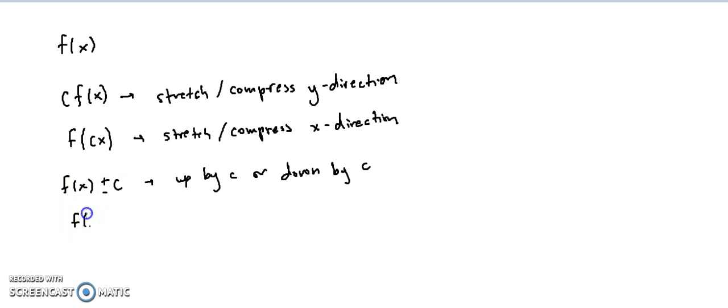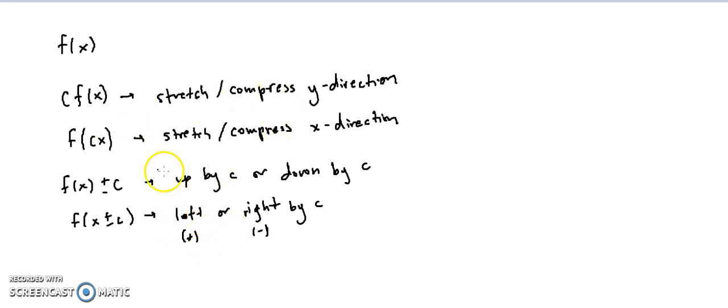And if we put that on the inside, that's going to be a shift left or right by c. Remember, it's opposite what you'd expect when it's on the inside. So if it's positive, it's going to shift left, and if it's negative, it's going to shift right. We'll look at examples of these, but these are just some of the basic graphing transformations. Actually, we have one more.